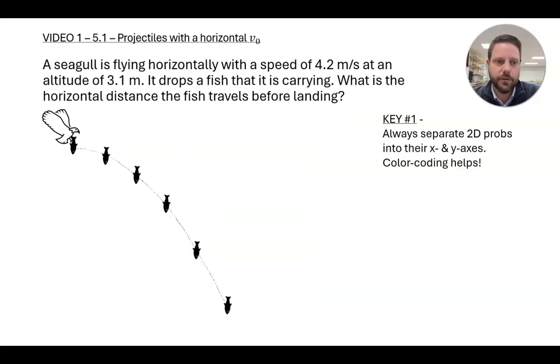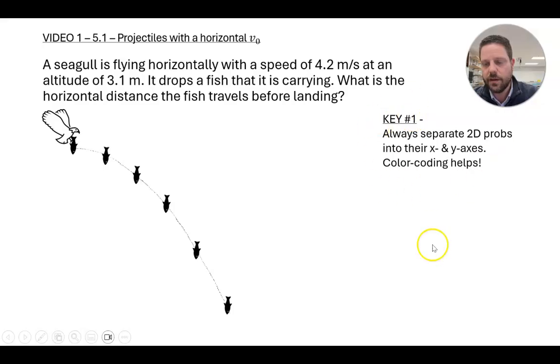Let's take a look at an example. So there's a seagull that's holding some fish, and it's flying horizontally with a speed of 4.2 meters per second. And it's at an altitude of 3.1 meters when it drops the fish that it was carrying. We want to calculate how far horizontally does it fall along the ground while it's in the air before landing.